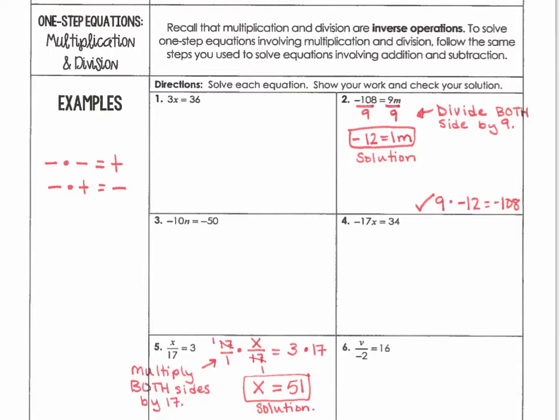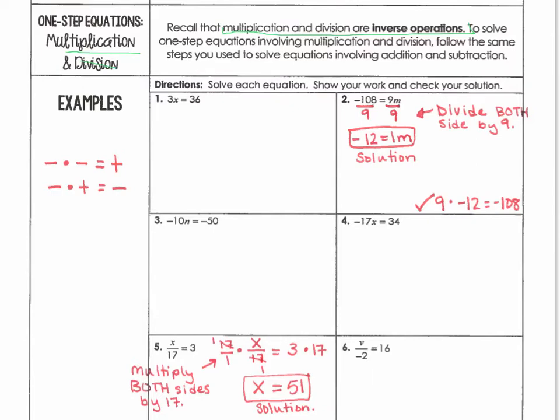Today we're going to be solving equations that involve multiplying and dividing as an inverse operation. If you recall from our first page of notes, we said that multiplication and division are inverse operations of each other. In other words, if I want to undo multiplication, I divide. If I want to undo division, I would multiply. So let's take a look at a couple of examples.